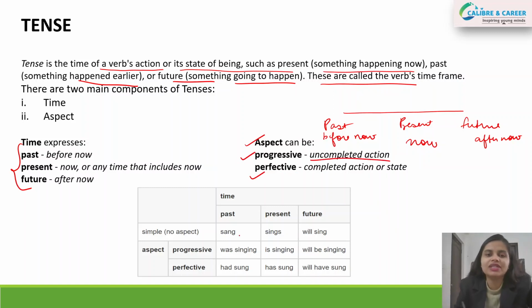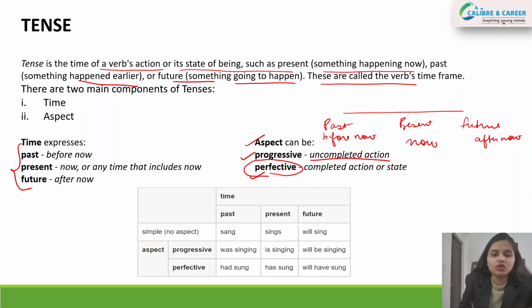In progressive, we are basically talking about an uncompleted action. If you are talking about past, future or present, there is some action that is still going on. That means it is not completed yet. While perfective, as the name suggests, means the action that you carried out in past, present or future is complete. So progressive refers to an uncompleted action, and perfective means the action has been completed. Let's see examples of how progressive and perfective will be used with all the tenses.